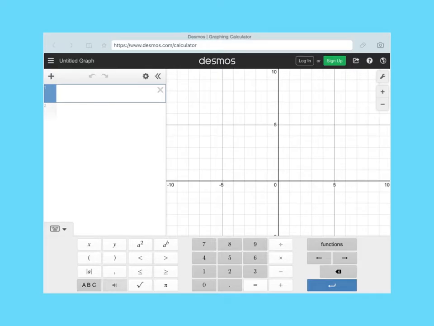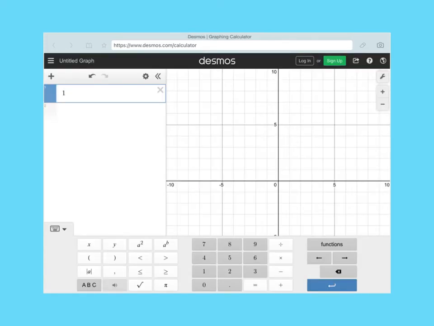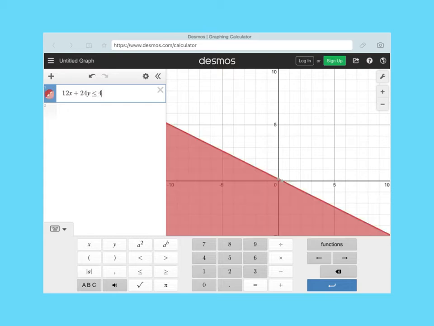12x plus 24y, so 12x, oops, I always forget to do that. So 12x plus 24y is less than or equal to $420.